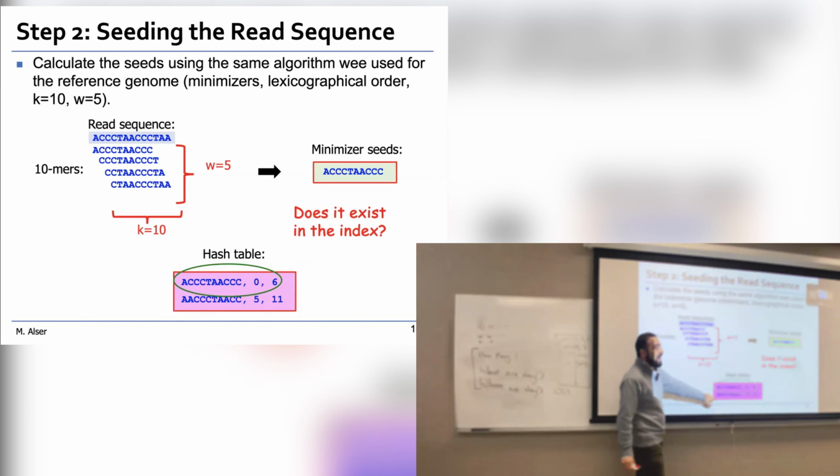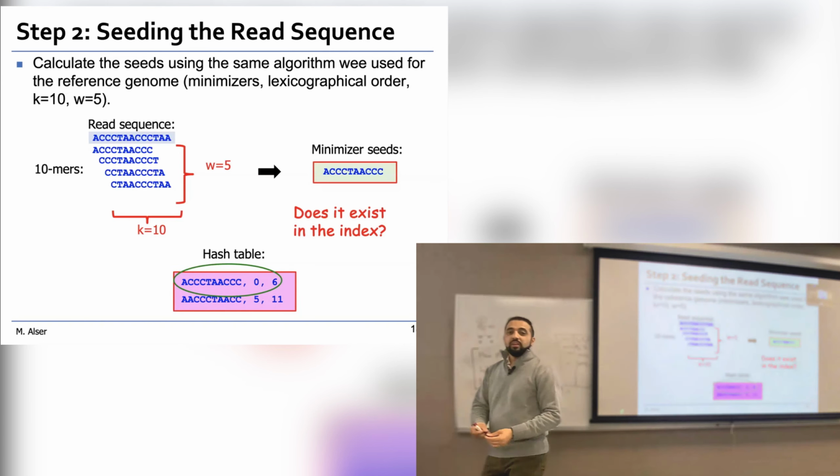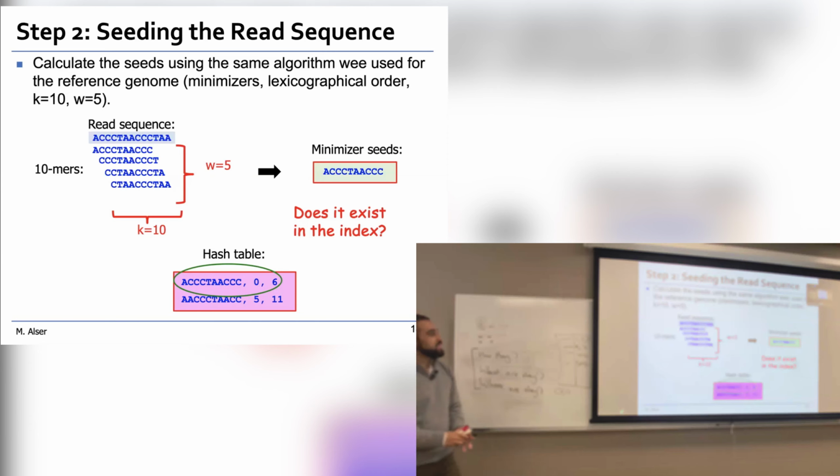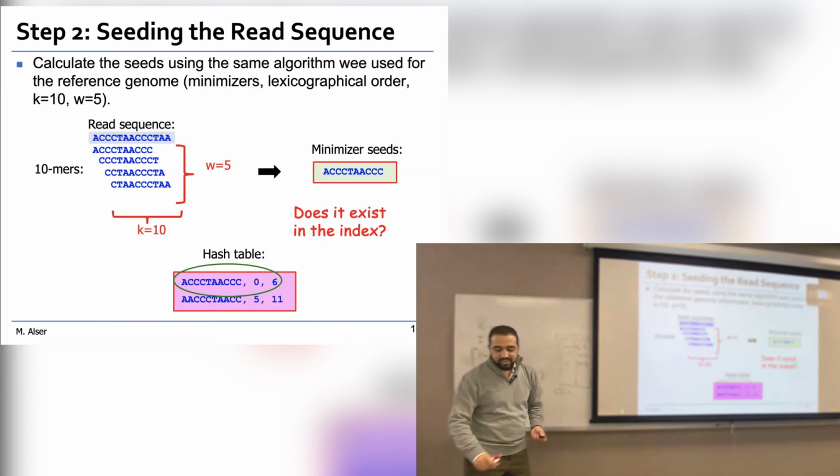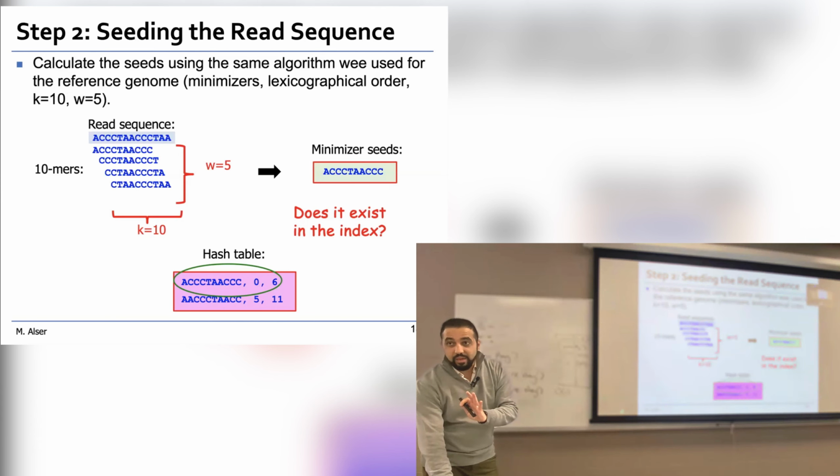As a reminder, this is the hash table. Does this exist here? Yes. Where? At location 0 and at location 6. Okay? What does that mean? It means this read shares similarity with the reference genome at those two locations. Okay? Now, what do we do next? We're still in the seeding step. We didn't finish seeding yet. Okay, it exists. That's great.